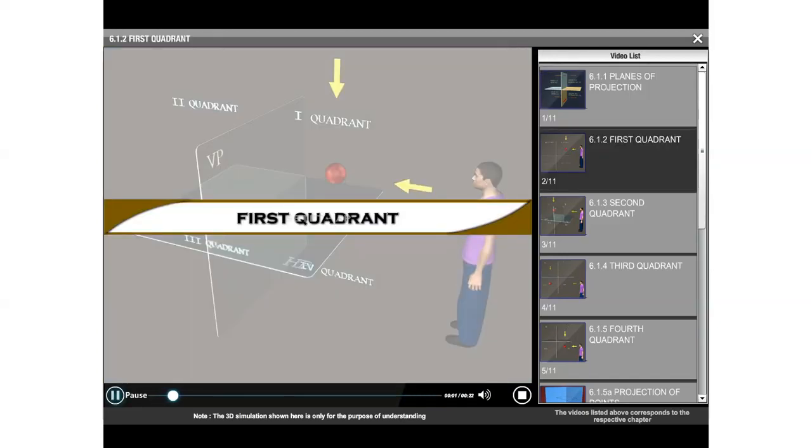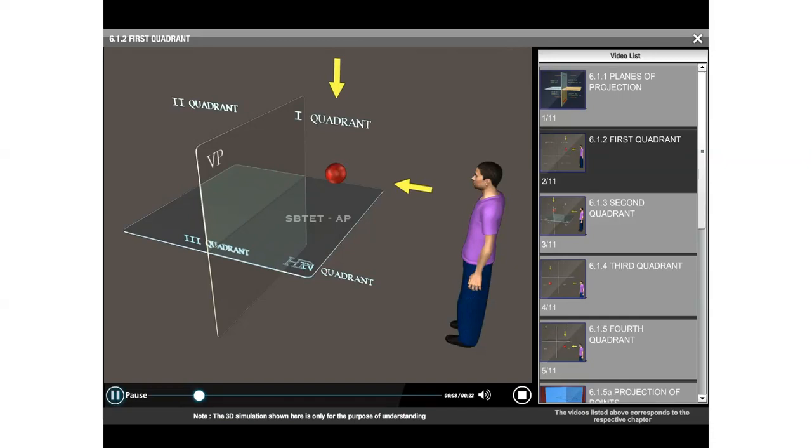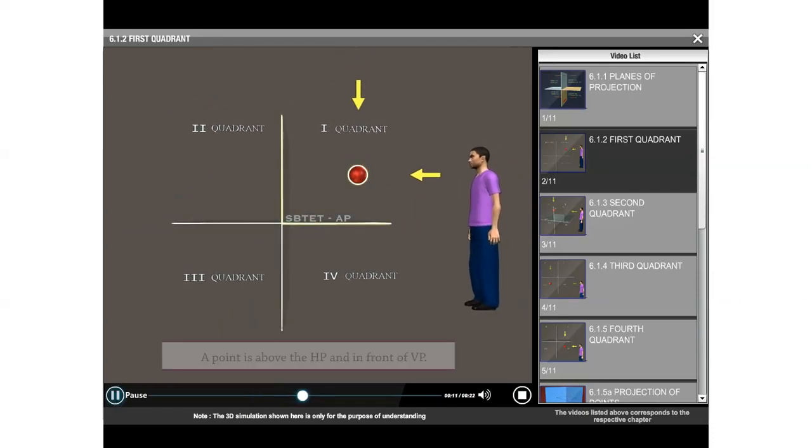First quadrant. In this, we will see how an object can be placed in the first quadrant. It is a quadrant in which an object can be placed above the horizontal plane and in front of the vertical plane with respect to the observer.